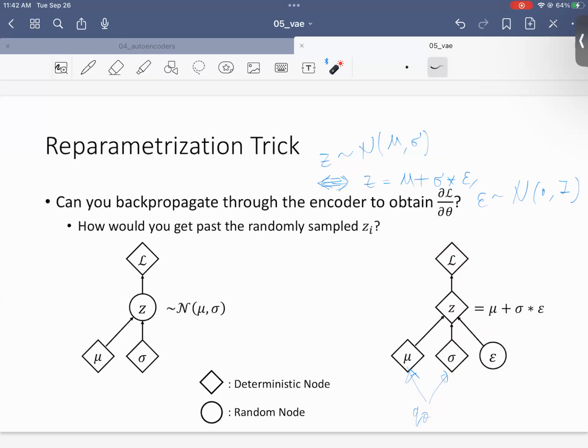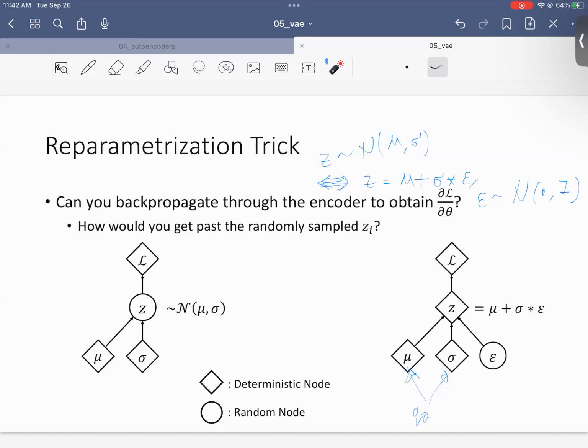So instead of sampling Z from your Gaussian distribution, you calculate Z based on mu and sigma, and then you just sample one random noise from a standard Gaussian distribution, right? This is called the reparametrization trick. So the whole picture looks like this. You have two losses, the reconstruction loss and your KL divergence loss, and that becomes your combined loss.